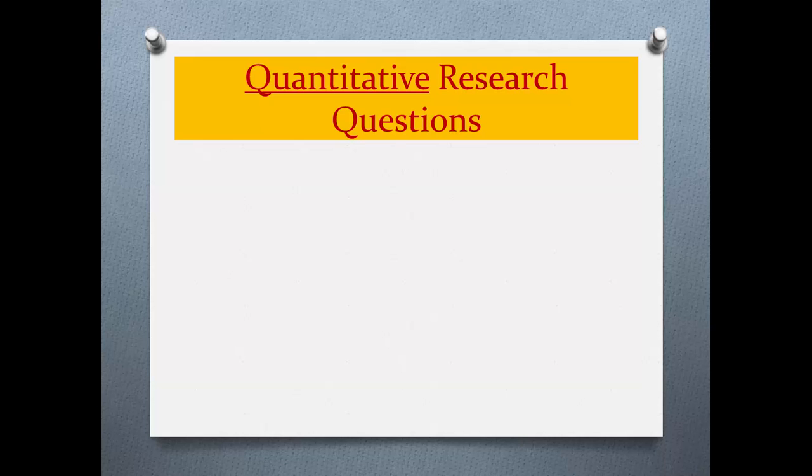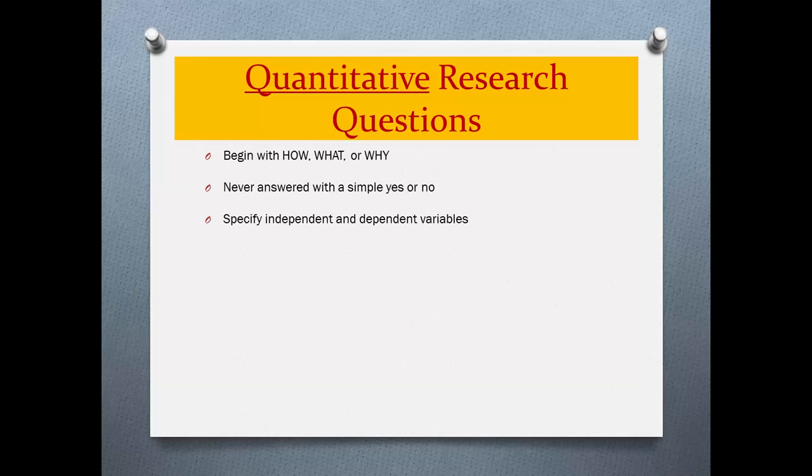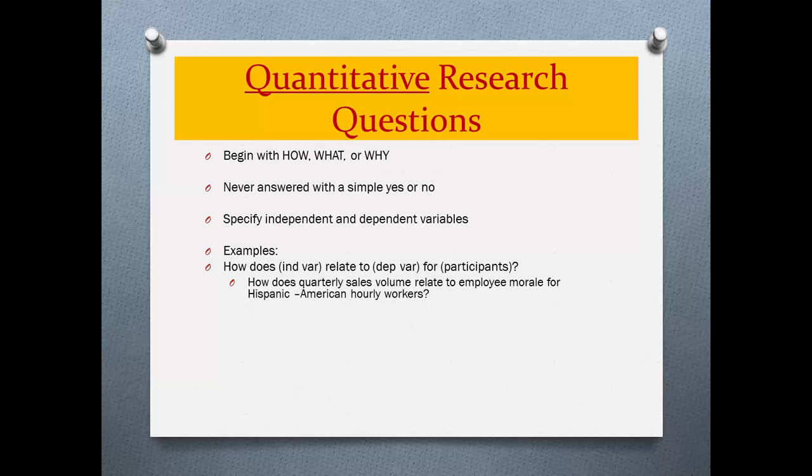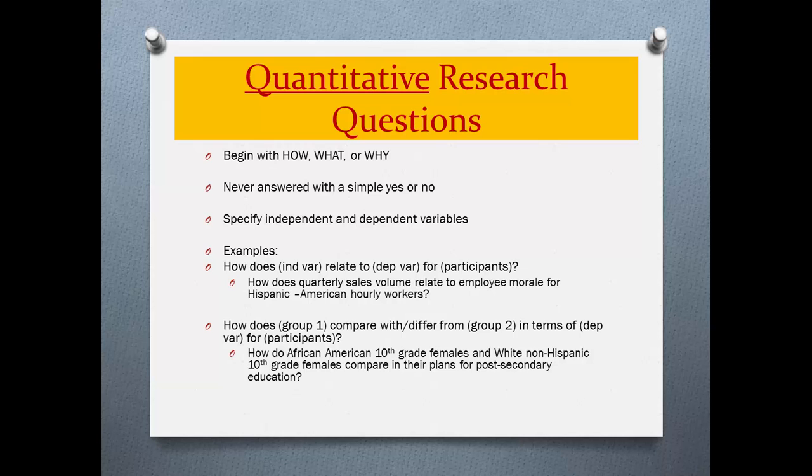So on the flip side, you've got quantitative research questions. These begin with how, what, or why. Again, there's never going to be a research question that answers with a yes or no. And here's where you're going to get into your independent and dependent variables. Again, when writing one, you're going to fill in the little parentheses. So here's an example. How does quarterly sales volume relate to employee morale for the Hispanic American hourly workers? Or maybe a research question is, how do African American 10th grade females and white non-Hispanic 10th grade females compare in their plans for post-secondary education?